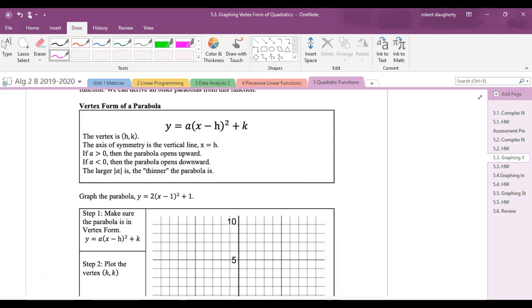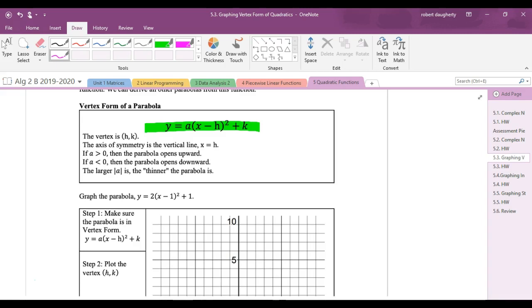This is the vertex form of a parabola: y equals a times (x minus h) squared plus k. If you can see an equation in this form, this is vertex form. The reason it's called vertex form is that you can look at that equation and tell the vertex. The vertex of this parabola is (h, k). The line of symmetry, the vertical line about which this parabola is symmetric, is the line x equals h.